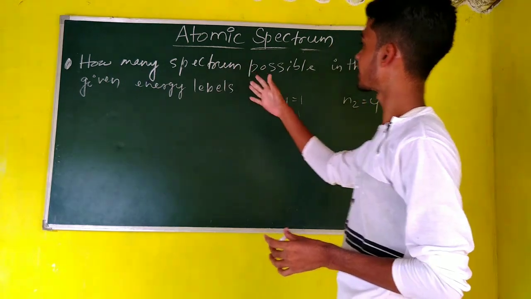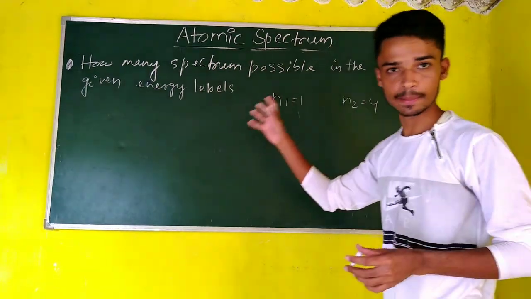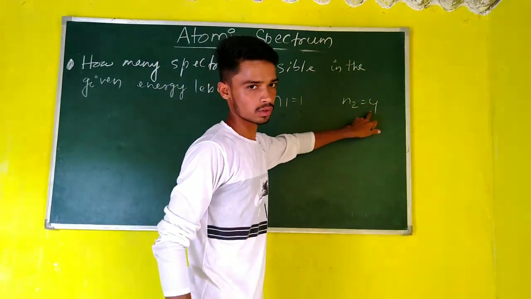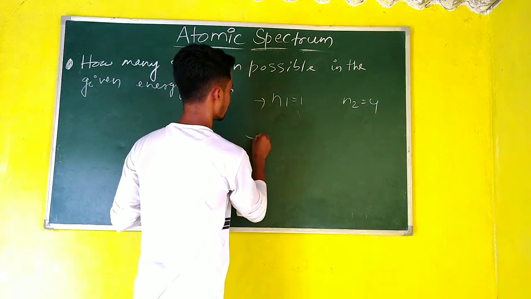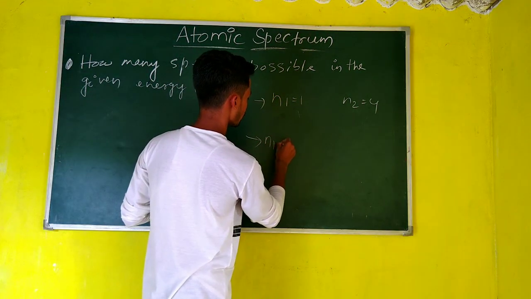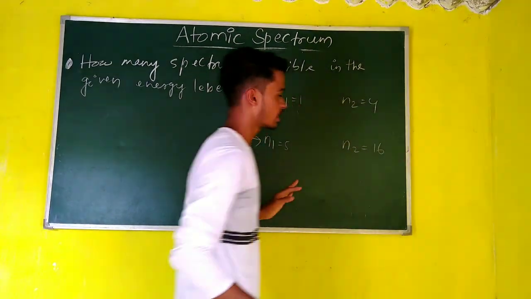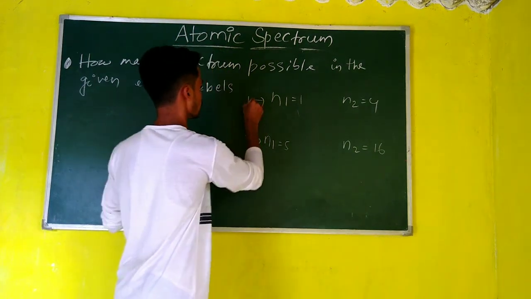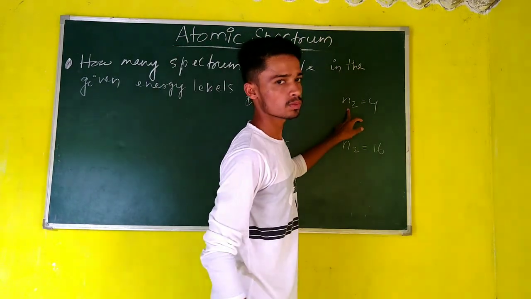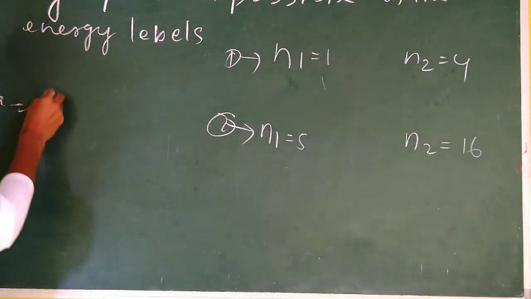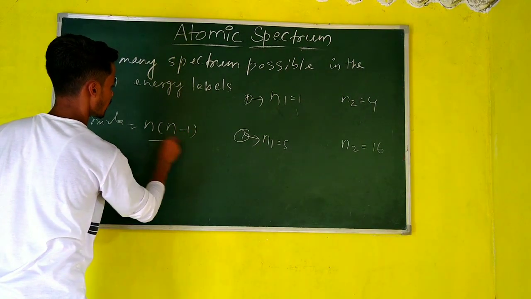Students, how many spectrum lines are possible in the given energy level? Suppose n1 equal to 1 and n2 equal to 4, and another example given is n1 equal to 5 and n2 equal to 16. In the first example, the electron jumps from the fourth energy level to the first energy level. So how many spectrum lines are possible? The spectrum calculation formula is n into n minus 1 by 2.